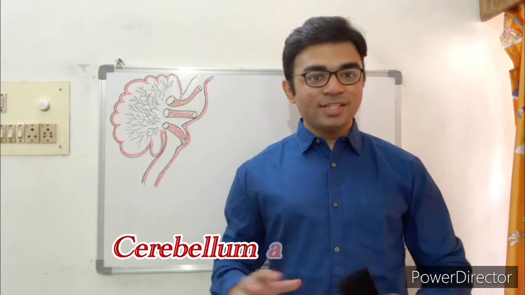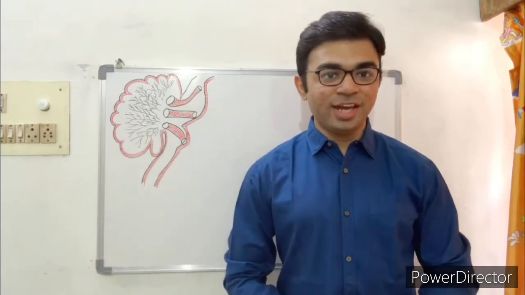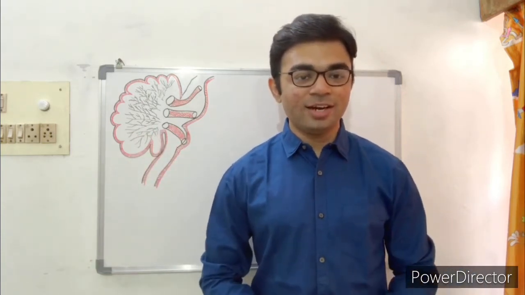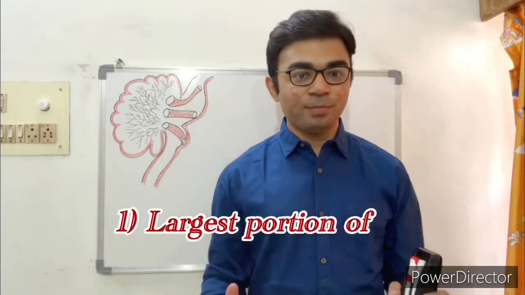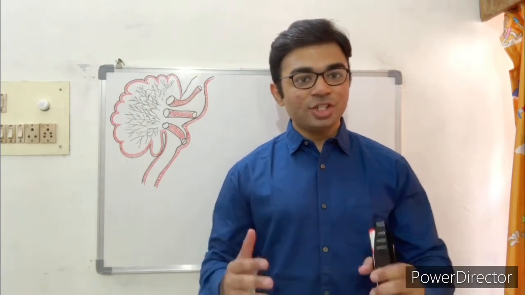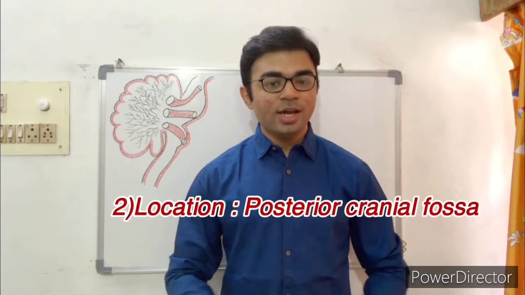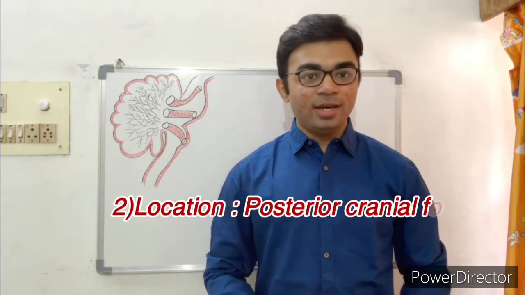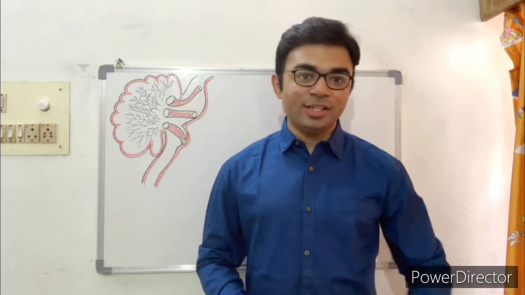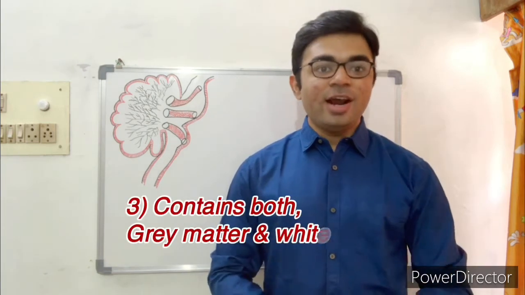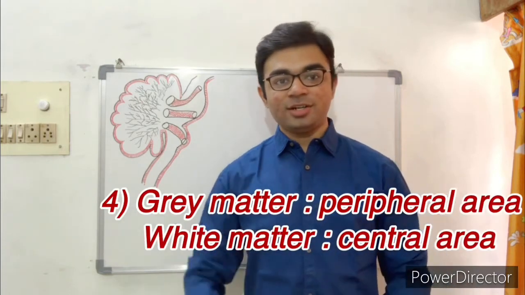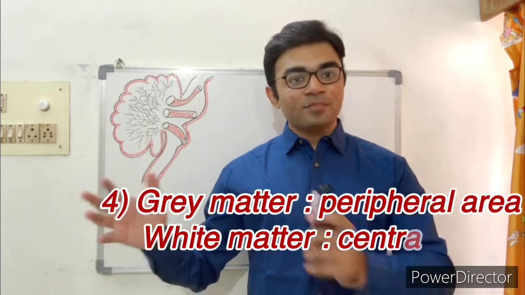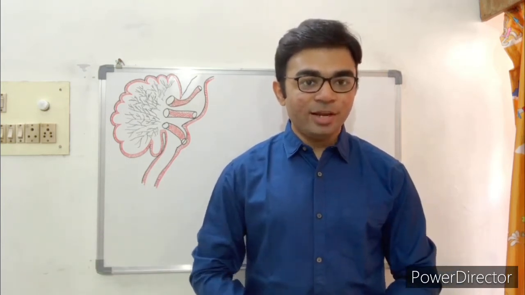Before I start explaining this diagram, let me give you a general idea about the cerebellum. The cerebellum is the largest portion of the hindbrain, situated in the posterior cranial fossa behind the brainstem, and it contains both grey matter and white matter. Grey matter is situated in the peripheral area, and the white matter is situated in the central area, or I can say the inner layer of the cerebellum.